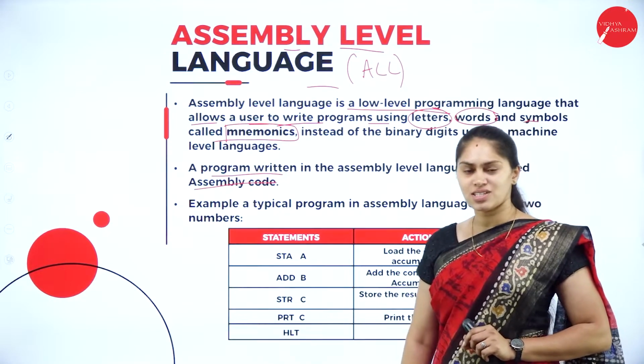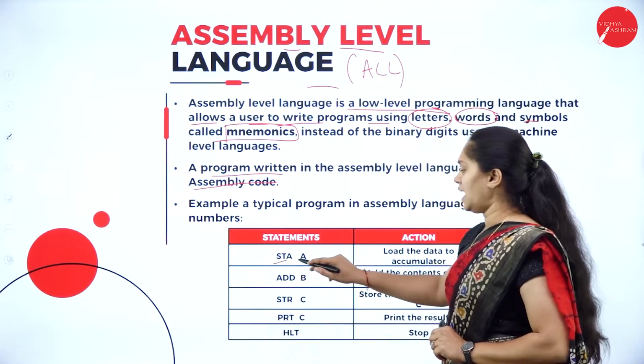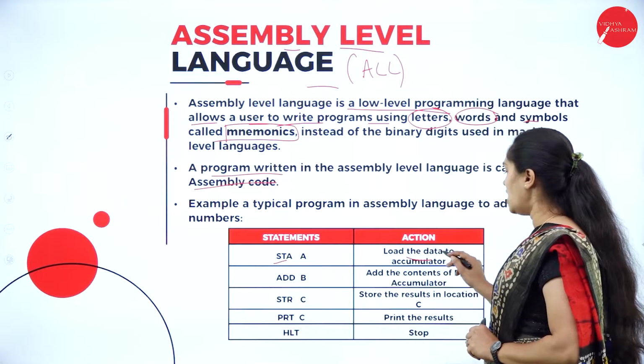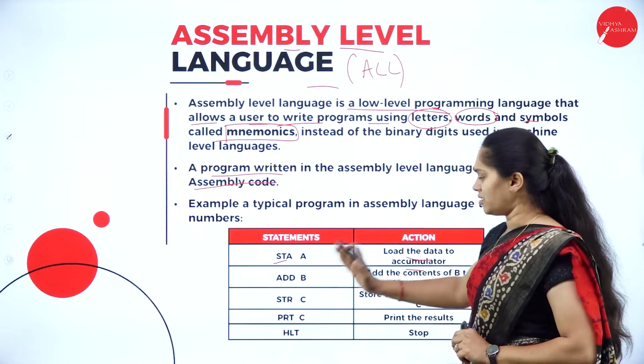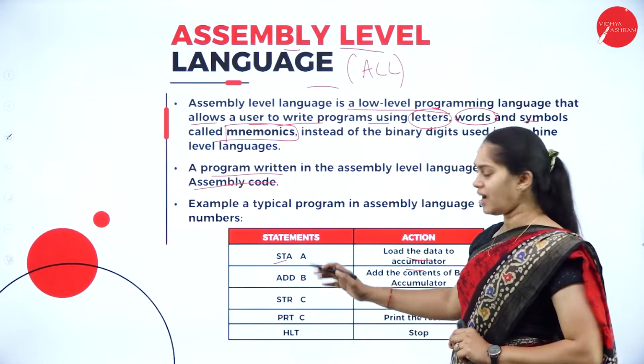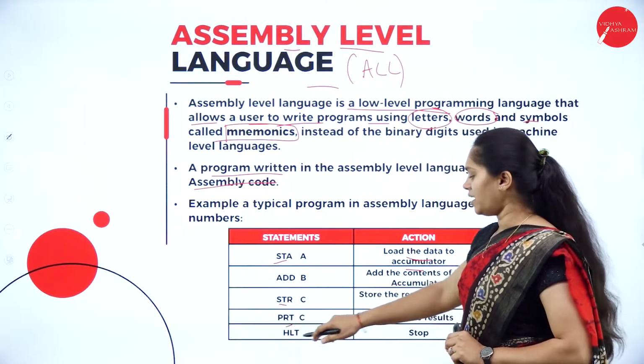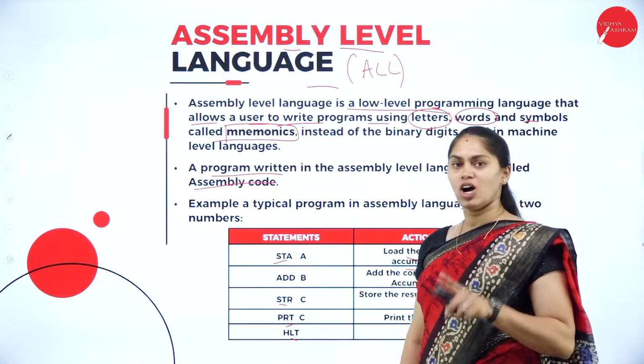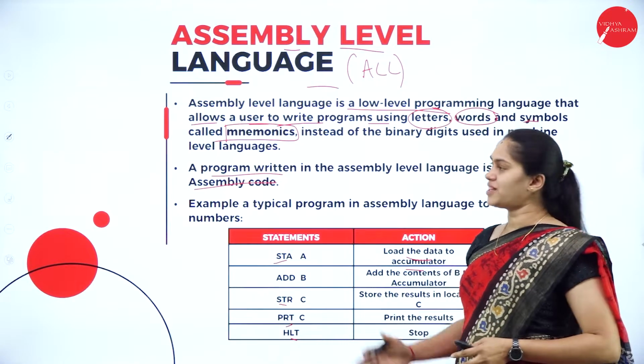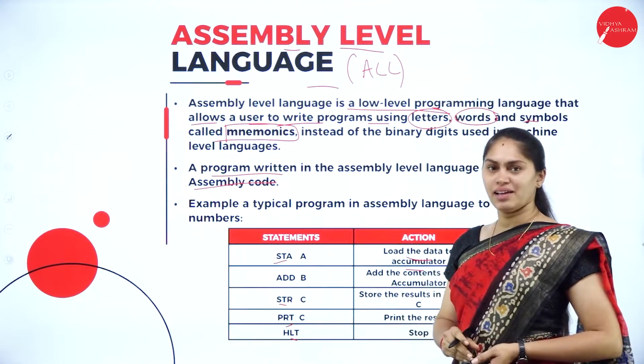Here you can see the example. Instead of writing zeros and ones, here we have some word, STAA, that specifies load the data to the accumulator. Then we are adding B to that. Then we are storing it. Then we are printing it. HLT specifies halt or stop. This is one example with respect to assembly level language.